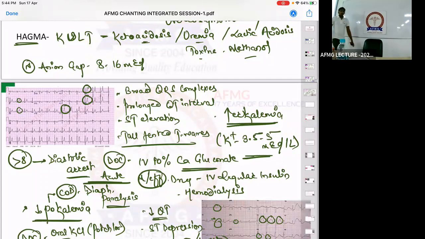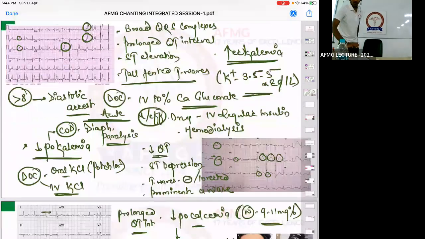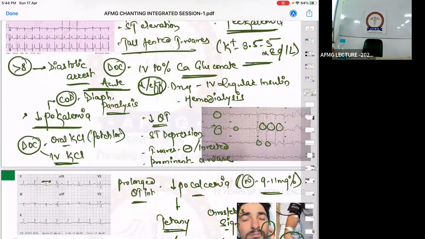Next, there would be QT shortening, ST depression. T waves are absent or inverted, and a dominant Q wave on ECG. This suggests your cause of death, drug of choice is ACL.